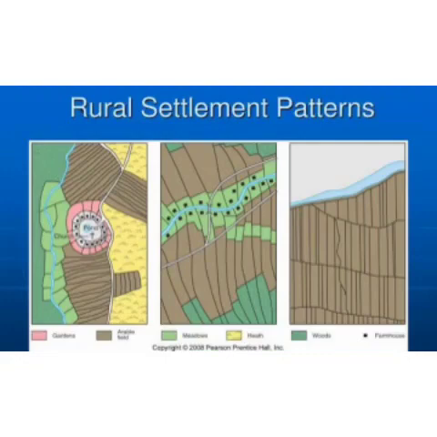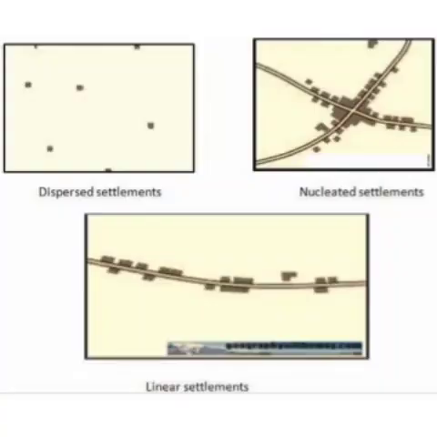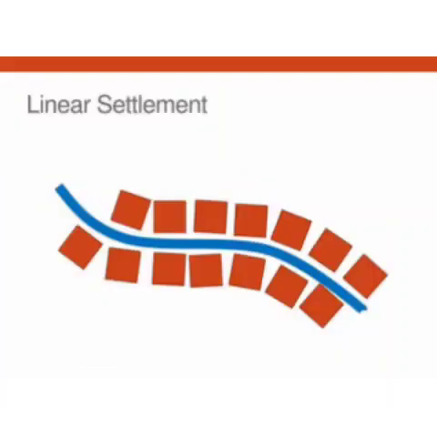Now here are some patterns of rural settlement. Rural settlements have about 5 patterns or shapes. They are linear, circular, dispersed, nucleated and radial pattern. So let's first talk about the first type of pattern, that is linear pattern.